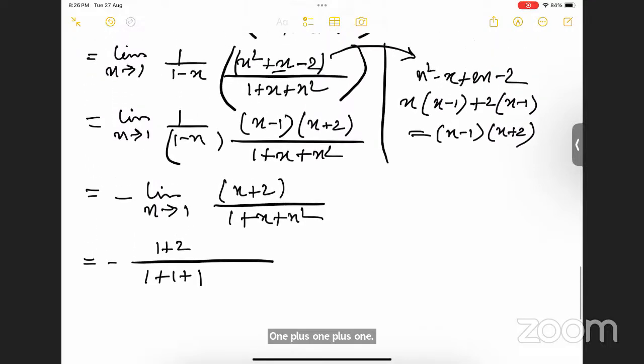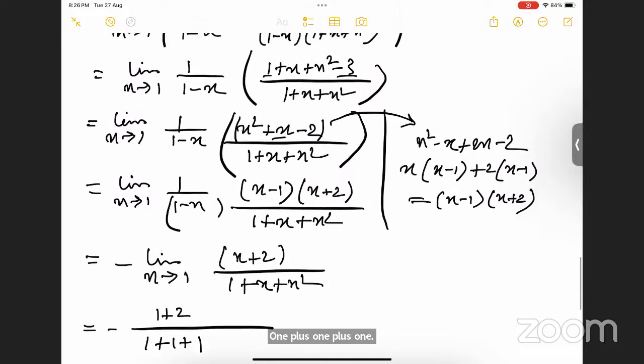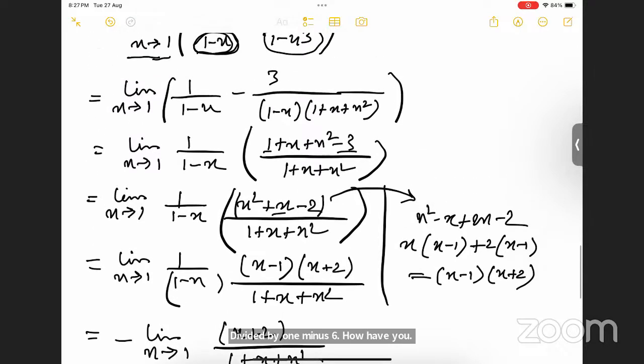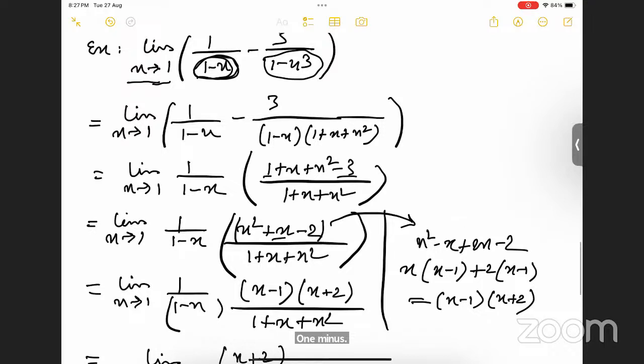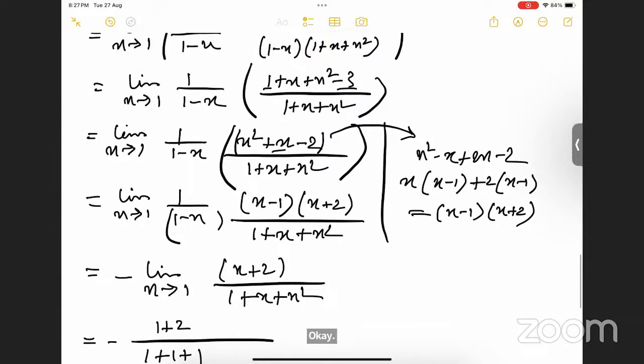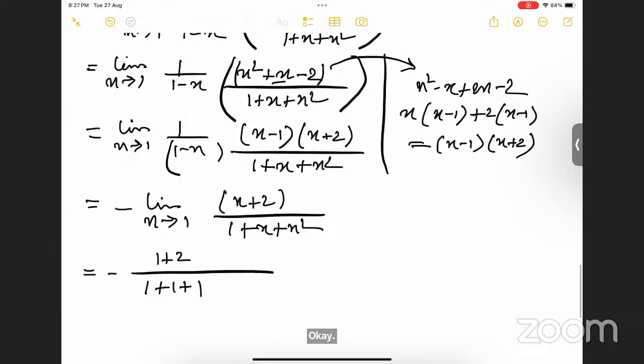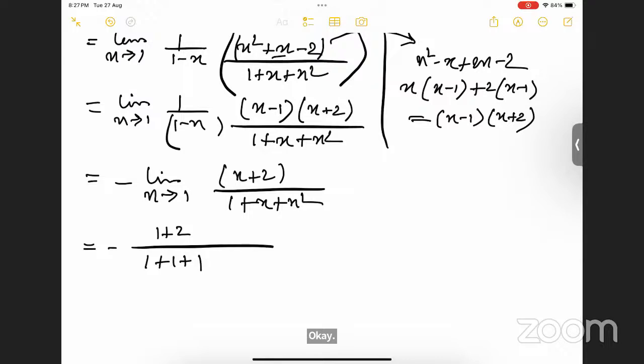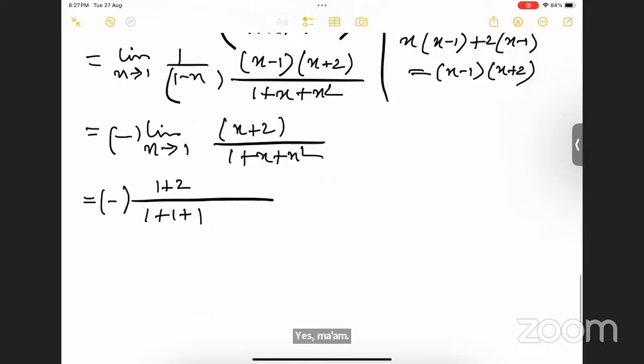How have you cancelled out, since it is x minus 1 divided by 1 minus x? I just took common this factor 1 minus x. You have to apply the formula for a cube minus b cube. He is asking that it is 1 minus x and you are cancelling x minus 1. I am taking minus 1 outside, right? That's where this minus came up. So it will be minus 1.